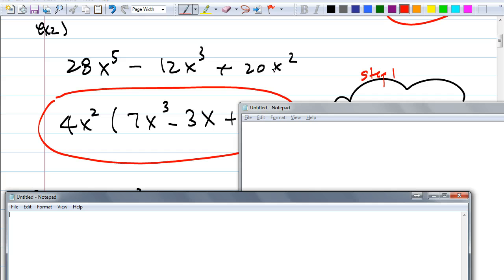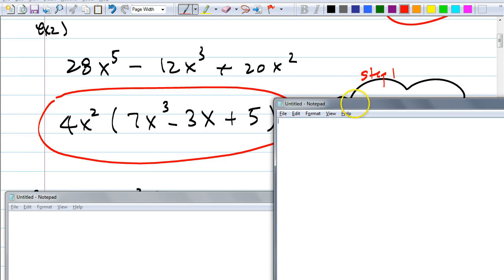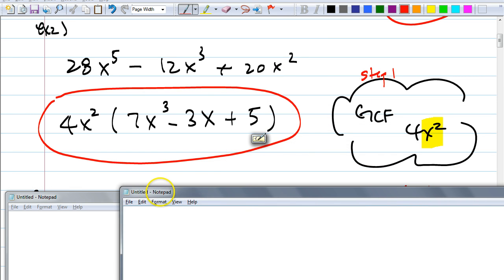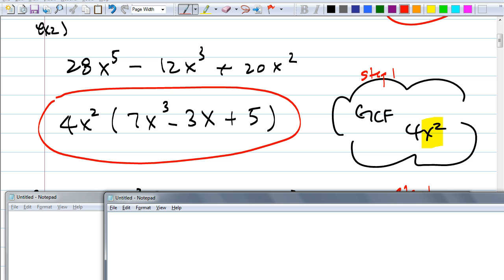5x times what? 5. That's all you need, right? Does that make sense? Do you think it's a good idea to check and see if you got the right answer? How do we check this, by the way? Distribute. See if you got it right. Do you think that's a good idea? Does that make sense, guys?